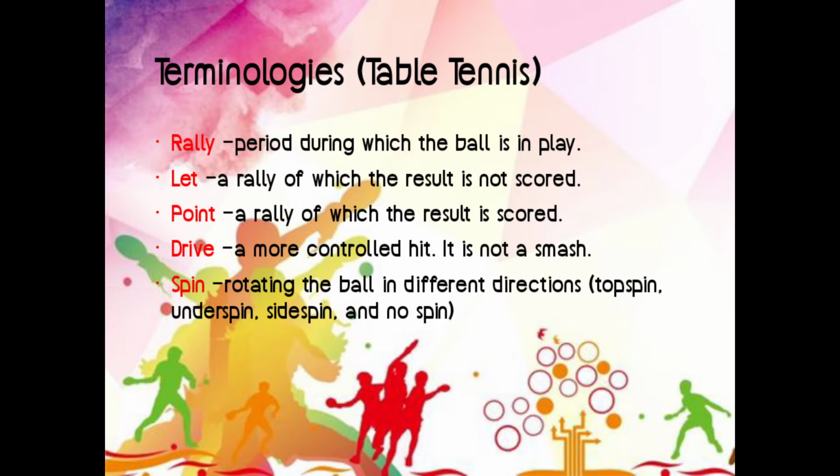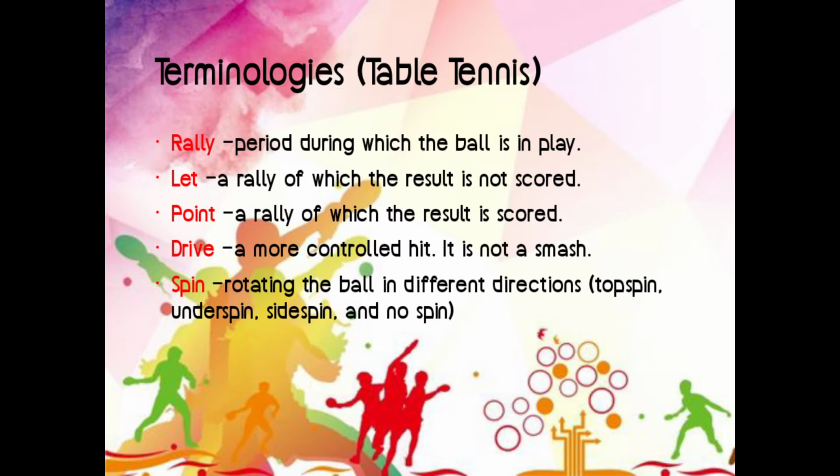So what we call a point: a rally of which the result is scored. A point is won by a player when the opponent cannot hit the ball with a racket over the net and onto the other side of the table.